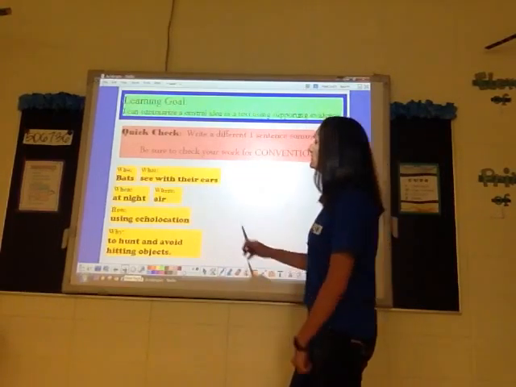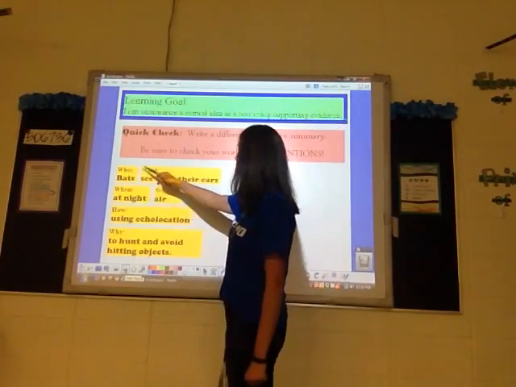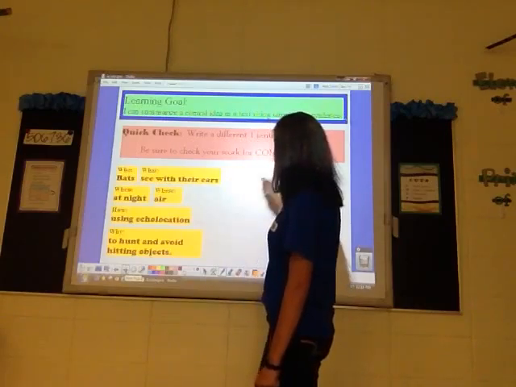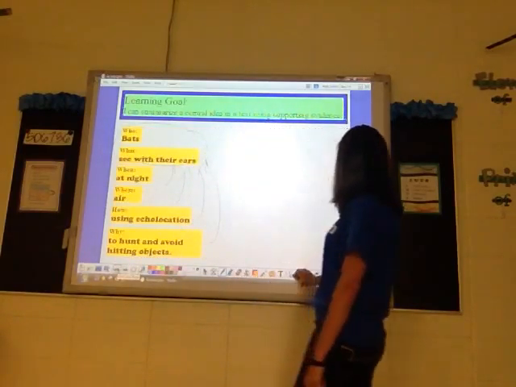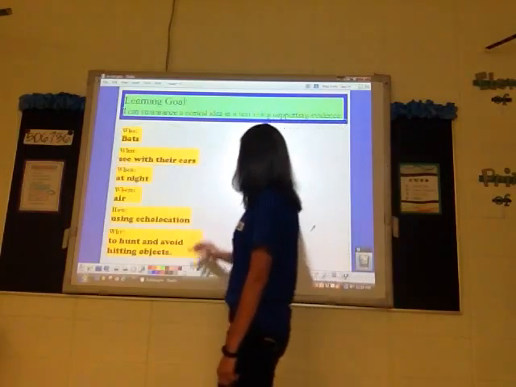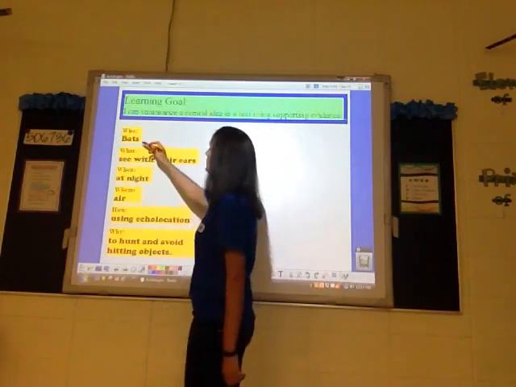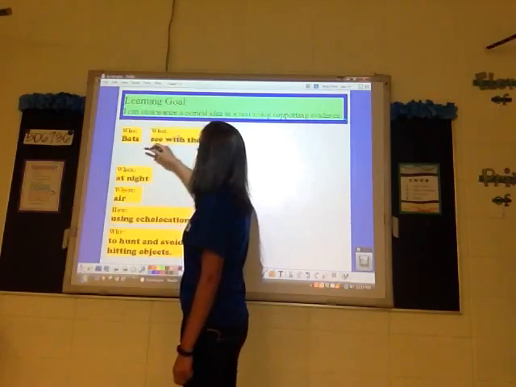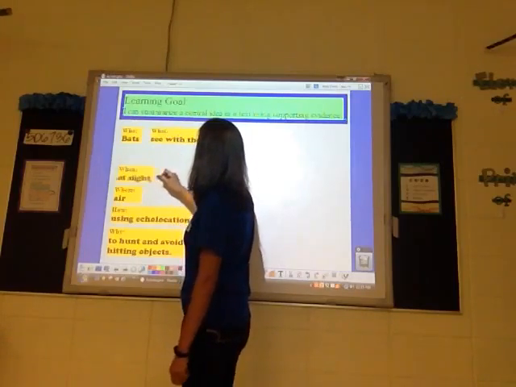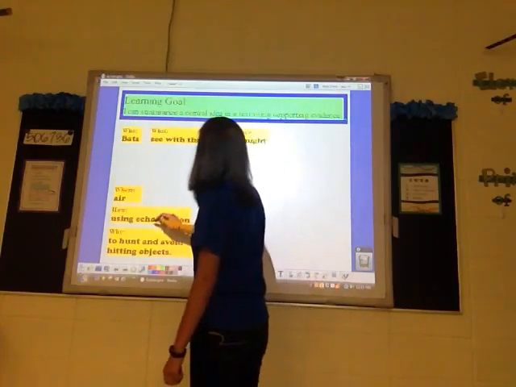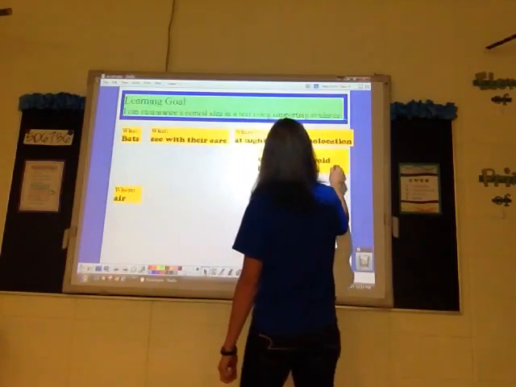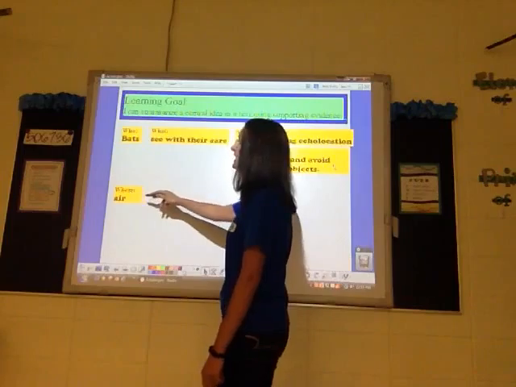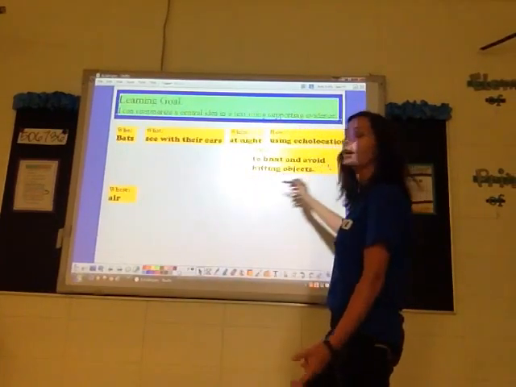is we rearrange those and put them into a sentence. So I have them working on this piece. Actually, we should go here. I'll clear my annotations out real quick. And we talk about how can we rearrange those? Well, most of the time we have our noun and our verb. Bats see with their eyes at night using echolocation to hunt and avoid hitting objects. Maybe we could even add in the air in that case.